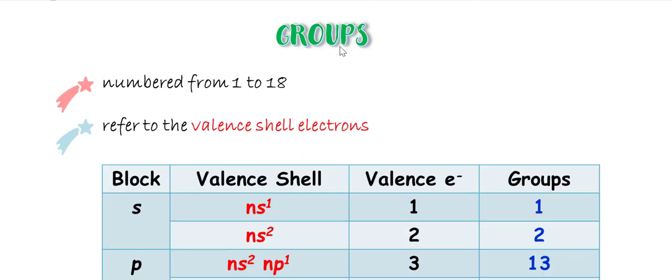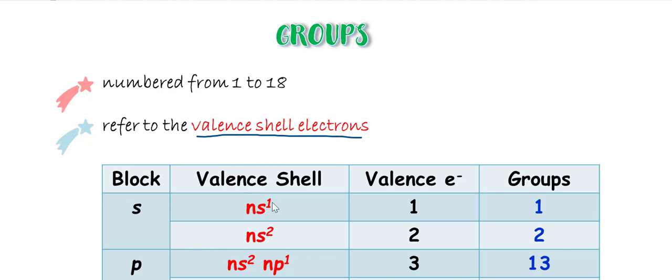How about group? We know that in the periodic table, groups are the vertical columns. The groups are numbered from 1 until 18, so we have 18 groups in the periodic table. To identify the group, we have to refer to the valence shell electrons.